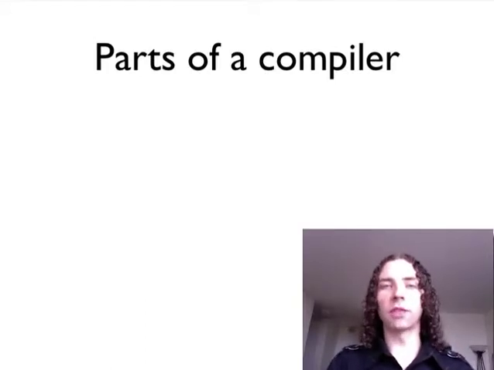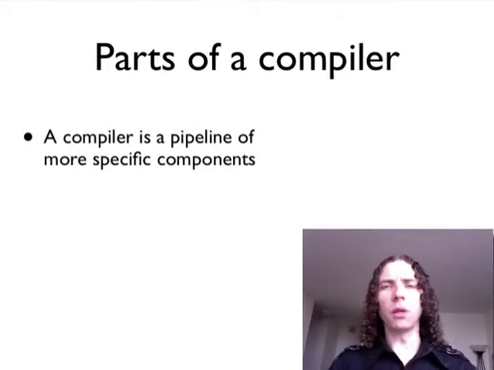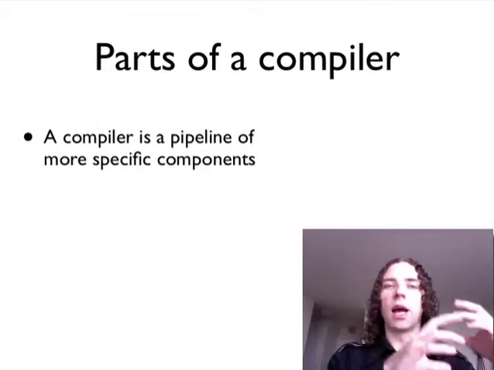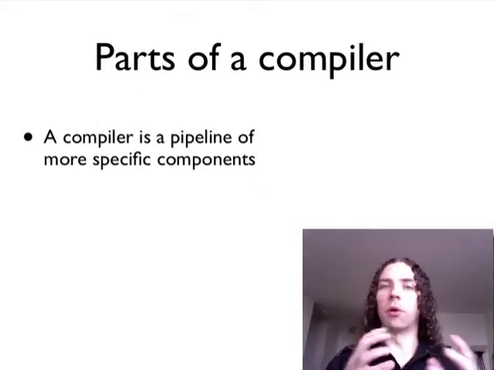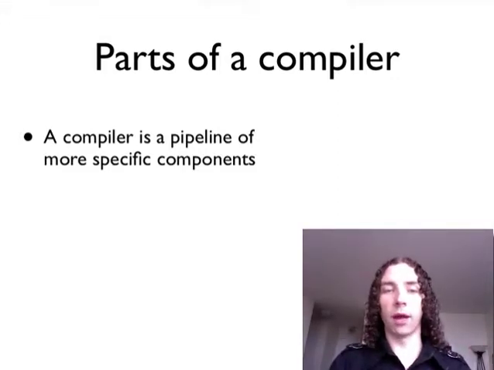So looking at the parts of a compiler, really the way to think about this is it's a pipeline. There's sort of different components, and each one's always going to be pulling data from the component before it. And they're each giving increasingly high level or increasingly optimal pieces of information than the one beforehand.